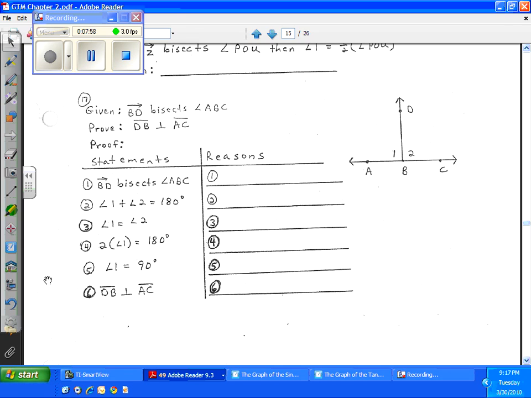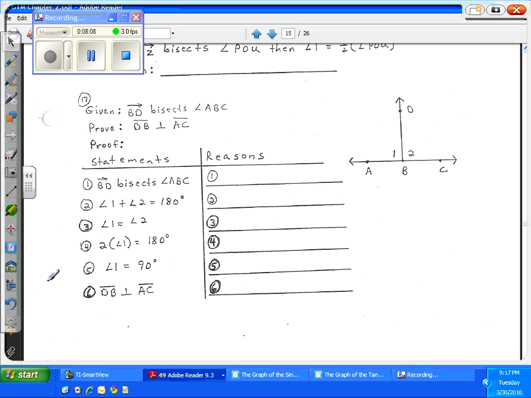Let's look at this proof right here. More experience in proof stuff. Remember, we're going to write the given proof, put the statements on the left, reasons on the right, draw the diagram. That's all done, you can see. And then we're going to take what we're given. We're going to mark it in the diagram. Ray BD bisects angle ABC. That's that straight angle.